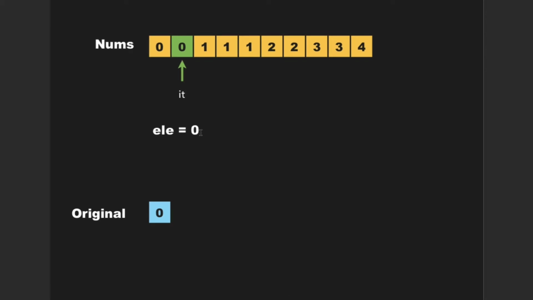Now it again points to 0, and 0 is already present in original. So we erase the value 0 from nums. After erasing the value 0 from nums, the it increments automatically, so we need to decrement it. Now the value of ele is 1 and original doesn't contain 1. So we push 1 to the original vector and increment it.